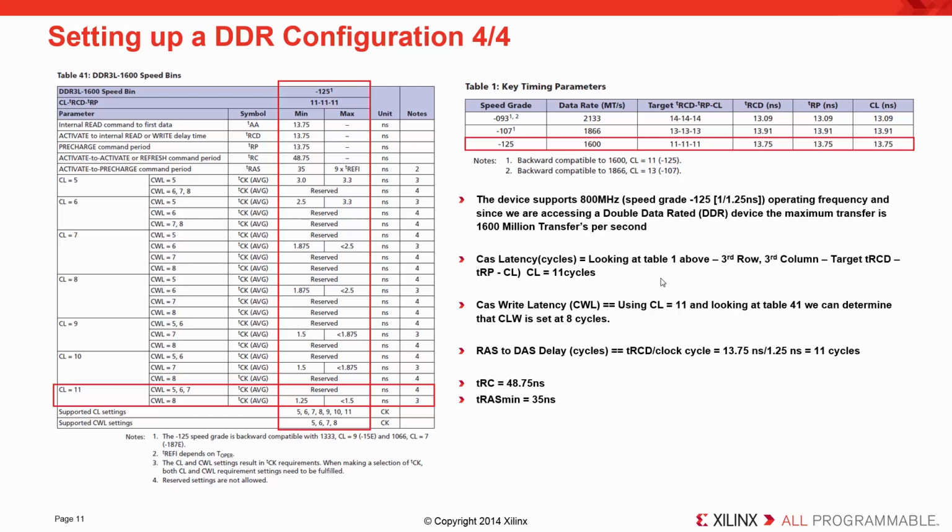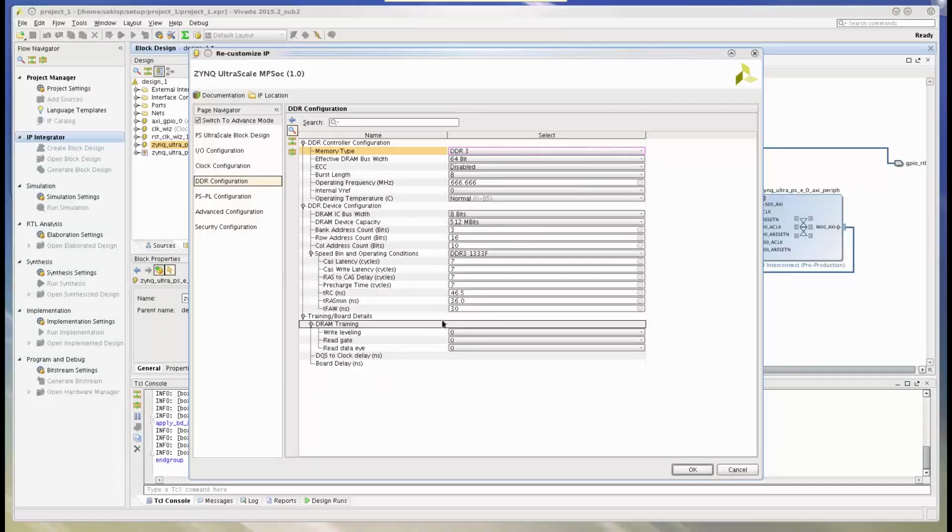The RAS to CAS delay in cycles is equal to tRCD divided by the clock cycle, which gives us 13.75 nanoseconds divided by 1.25 nanoseconds, which gives us 11 cycles. tRC is equal to 48.75 nanoseconds, and tRAS min is equal to 35 nanoseconds. With that information, we can now complete the DDR configuration page.